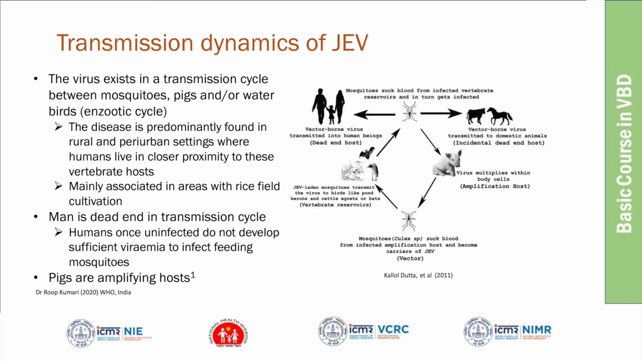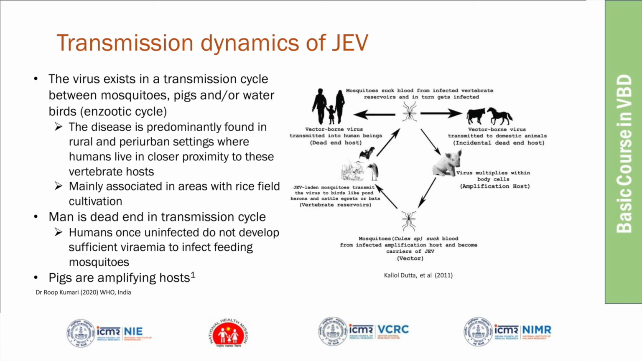So we'll start with the mosquito. The infected mosquito, especially the Culex species, goes on to infect the water birds. Water birds are natural reservoirs. The virus can normally grow in these water birds. And mosquitoes feeding on these birds are again infected with the JEV virus.